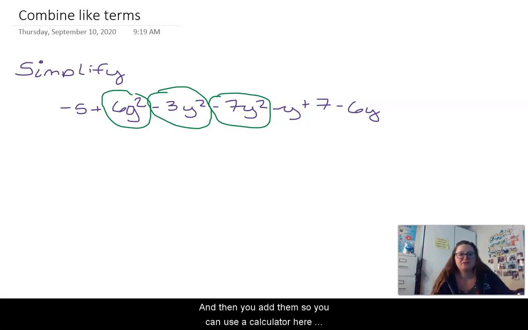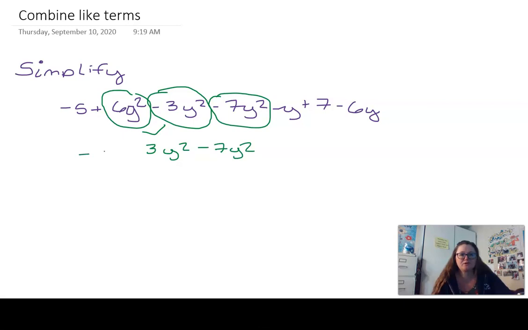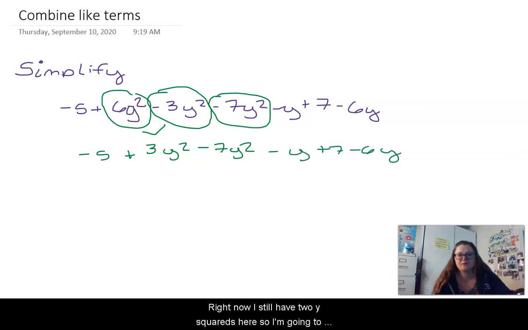So you can use a calculator here, or you can just use your head. 6 minus 3 is 3. So then I have 3, so 6 minus 3 would be 3y squared. And then I have minus 7y squared as well, and I'll just carry down the whole problem at this point. That's going to be plus, since that's a positive 3, minus y plus 7 minus 6y. Now I still have 2 y squareds here, so I'm going to keep combining those. So I have positive 3y squared now, minus 7y squared.